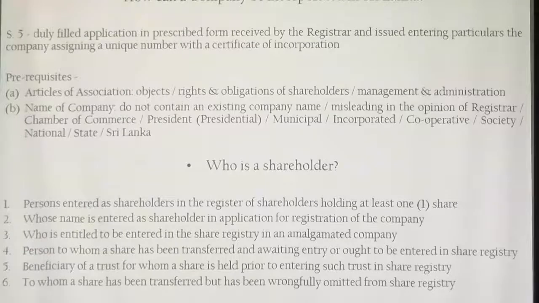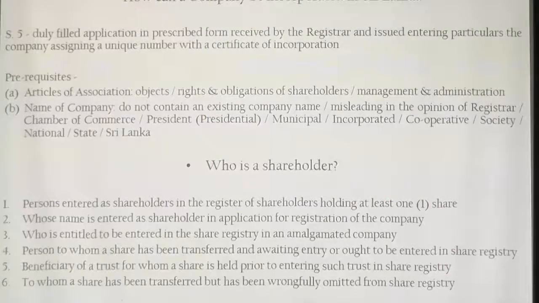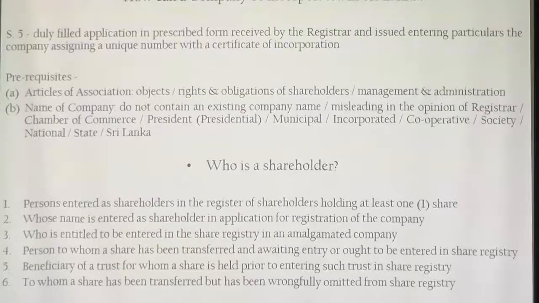So, let me explain to you, in an intended incorporation of a company, who could be termed as shareholders of a company. Shareholders of a company. Shareholders consist of persons entered as shareholders in the register of shareholders holding at least one share, whose name is entered as shareholder in application for registration of the company, who is entitled to be entered in the share registry in an amalgamated company, when you amalgamate a company.